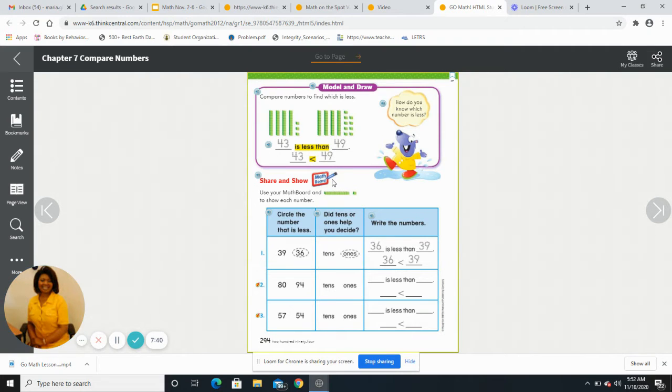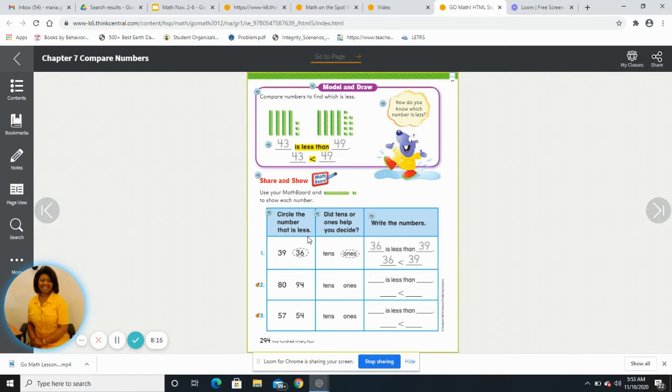This number is 49. So this time we're looking for the number that is less, but again, the alligator's mouth still points to the number that is greater. So 43 is less than 49. So our smaller number first, followed by our larger number. So right here, we have to figure out which number is less, decide which place, the tens or the ones, helped us to decide, and then we have to write the numbers.